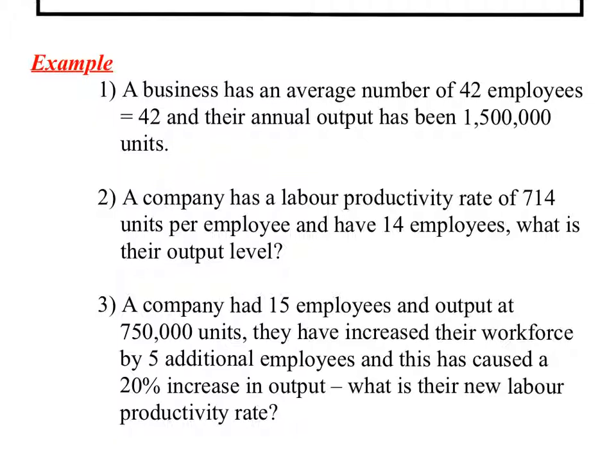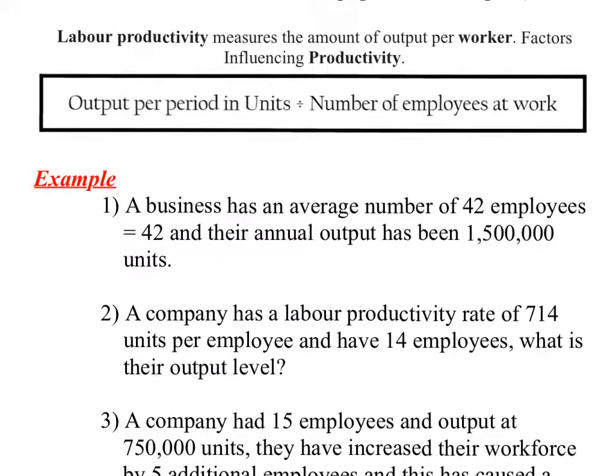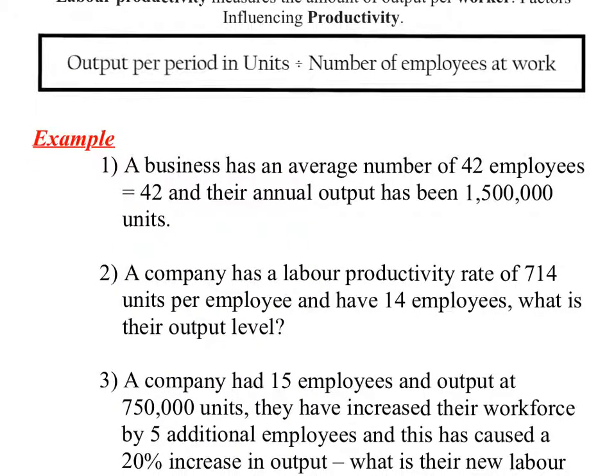And question number 3: a company had 15 employees and output of 750,000 units. However, now they've increased their workforce by 5 additional employees and this has caused a 20% increase in output. What is their new labour productivity rate? So what I'd recommend is you pause the video, use the formula that we've got here and have a go at the questions, and then I'll go over how it should be demonstrated, how the calculation should be shown and the type of answer that we're looking for.